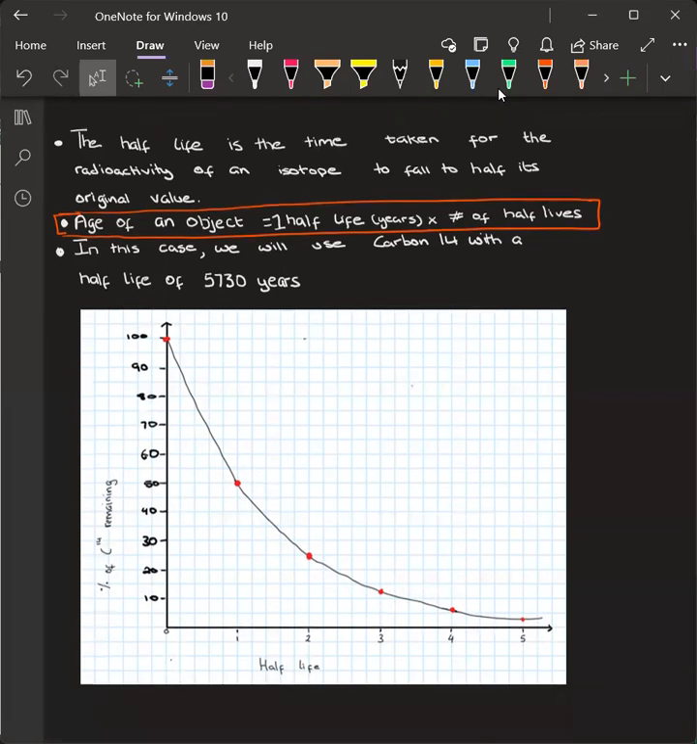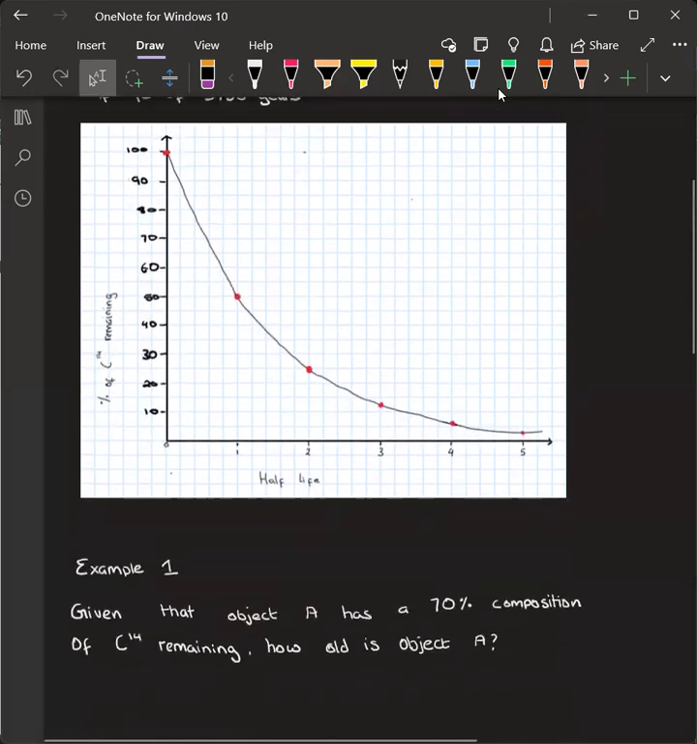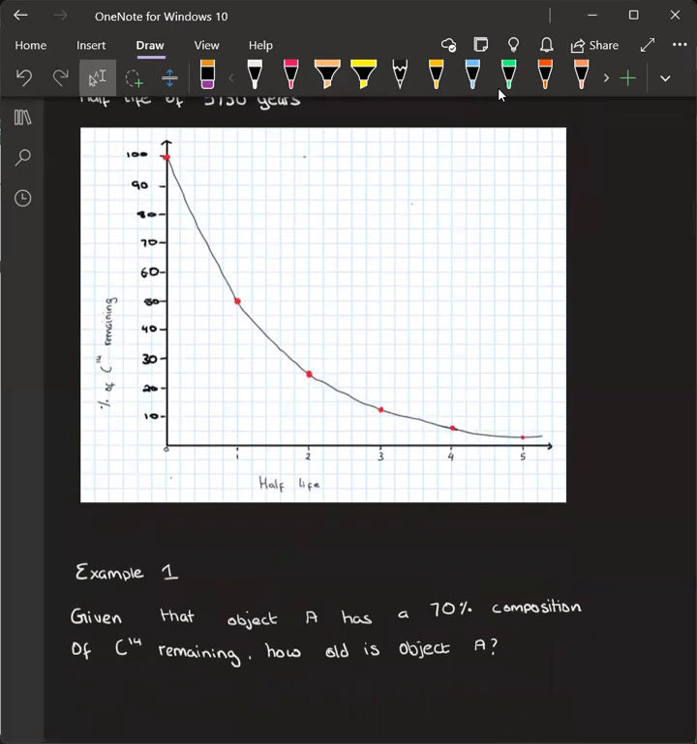Below is a graph showing the half-life curve with the percentage of carbon-14 plotted on the y-axis against the number of half-lives on the x-axis. For our first example, we have been given that object A has a 70% composition of carbon-14 remaining, and we are asked how old is object A.